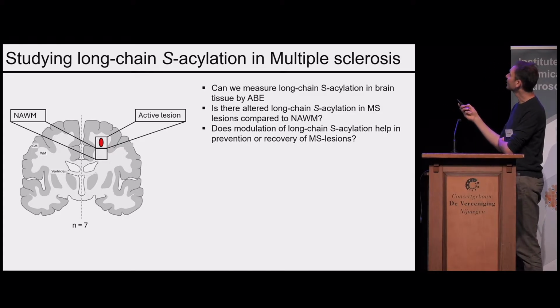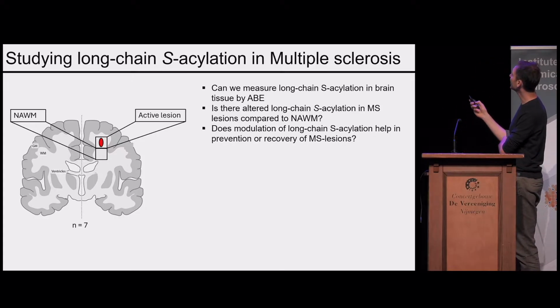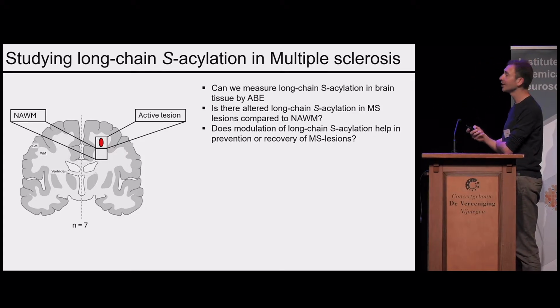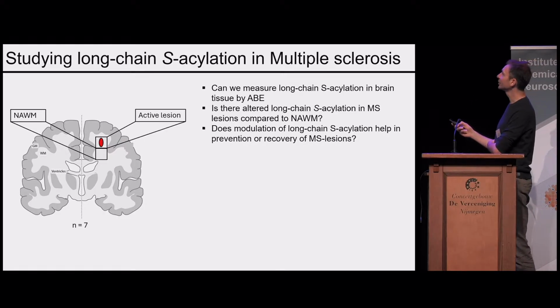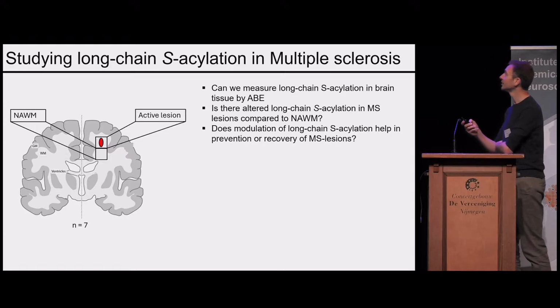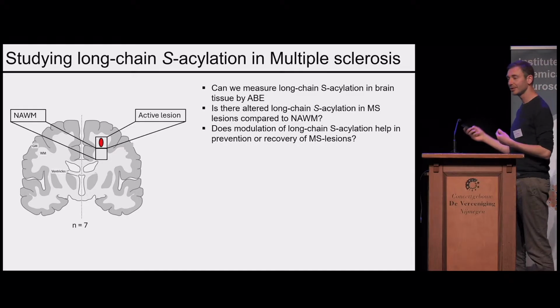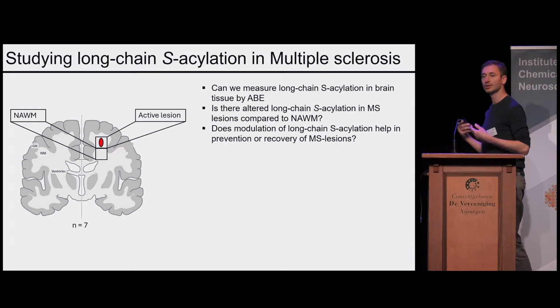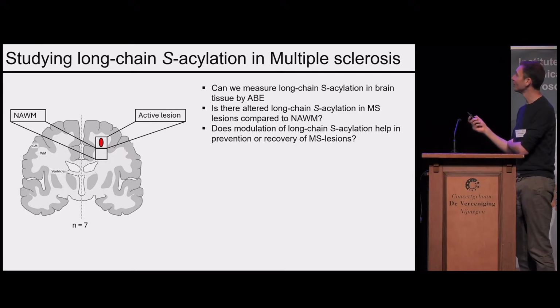So the question that we asked ourselves is, can we measure long-chain acylation in brain tissue? We did this in actual post-mortem human brain together with the group of Jeroen Bogie at Hasselt University. We wanted to see if there was altered long-chain acylation in MS lesions versus normal appearing white matter, which Dan also explained. And the ultimate question is, can we modulate long-chain acylation? Could it be beneficial for patient outcome in multiple sclerosis? But that is a longer-term goal.